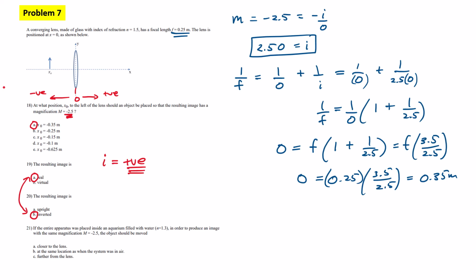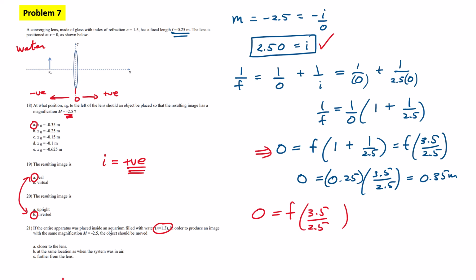The next question says, if the entire apparatus was placed inside an aquarium filled with water, so instead of having air out here, we now have water, which has a higher index of refraction than air. In order to produce the same magnification, so we still have this result over here, what should you do with the object O? Well, think about our expression over here. This is really the key to this problem. Looking at this expression, we have F multiplied by a whole bunch of terms which are not going to change because we want the same magnification.